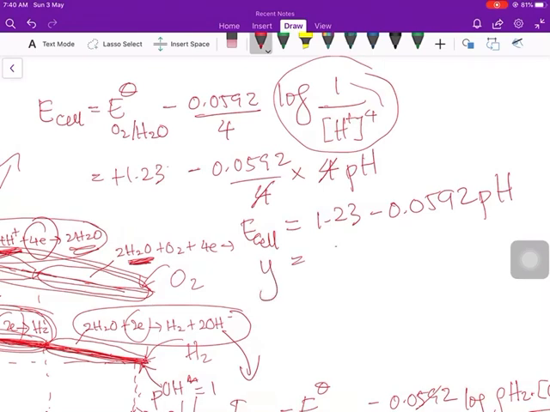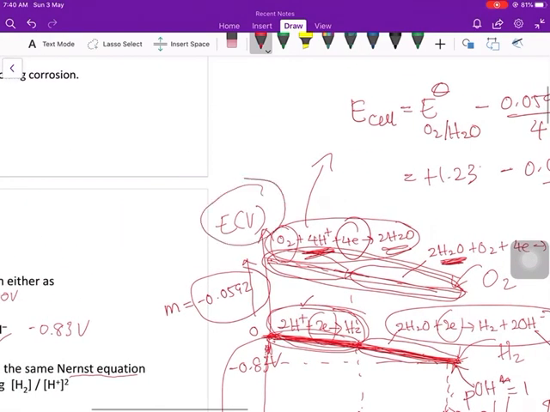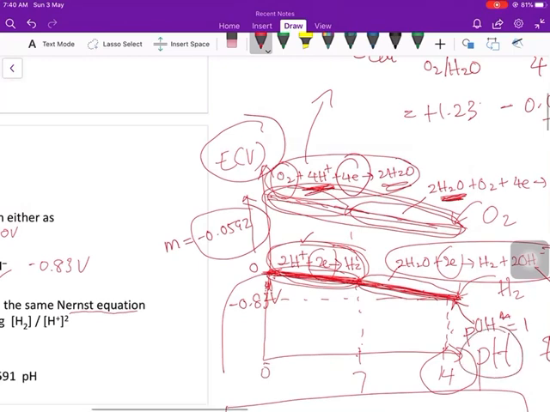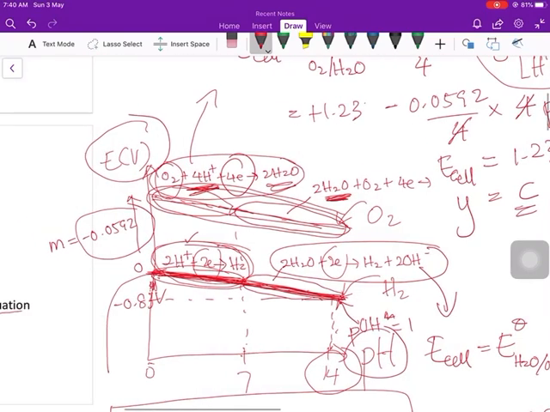This is Y. This is C, the intercept. This is mx. So the plot is E, Y axis, and pH, X axis. So this is slope. So this is the intercept. It will cross at pH 0, 1.23. So the bottom slope is cross at 0. The top slope cross at 1.23.